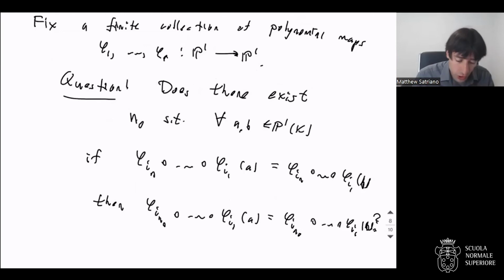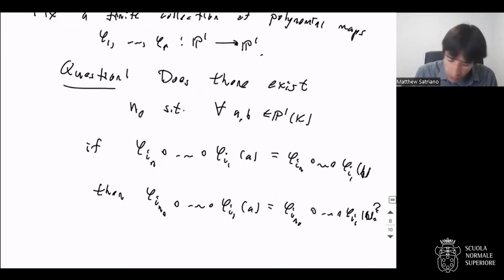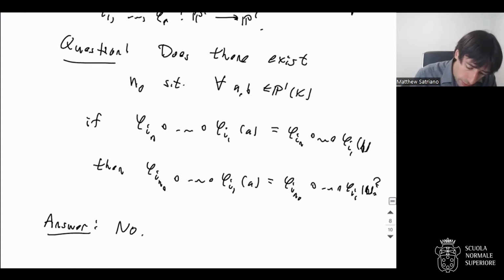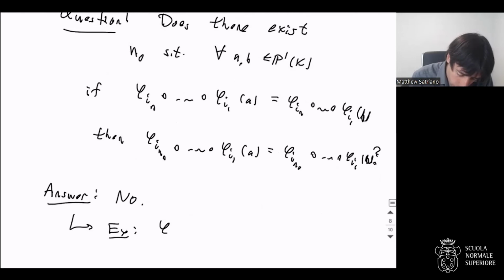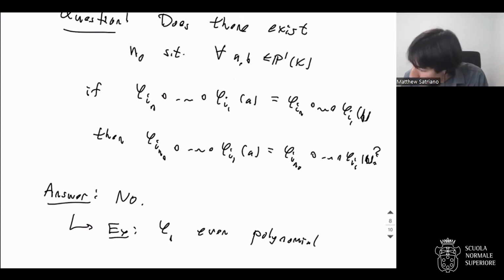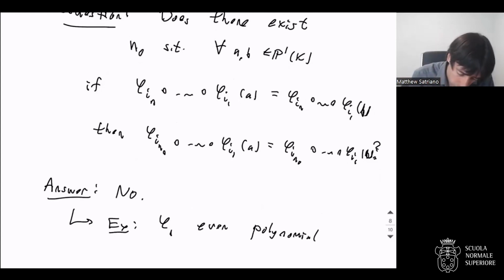Okay, so this question is too strong. That would maybe be the first guess that you would have about a multi-map generalization. But the answer to this is no. And the reason why is you can consider things like, let phi 1 be any even polynomial, and phi 2 an odd polynomial.